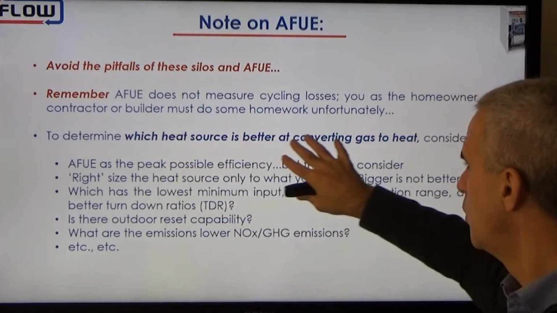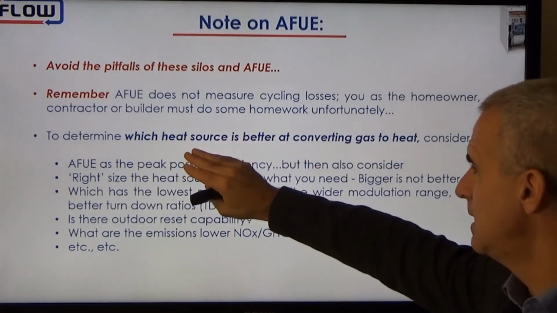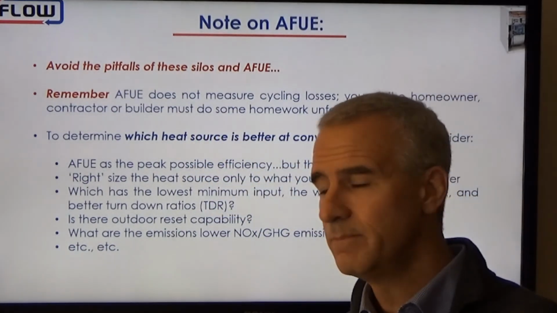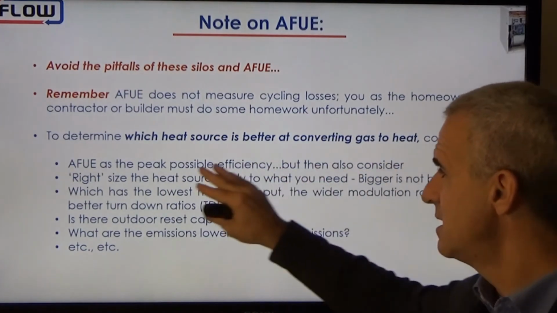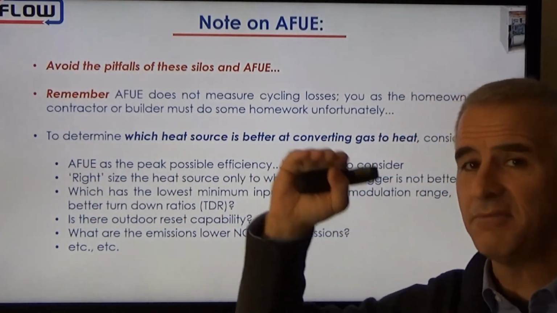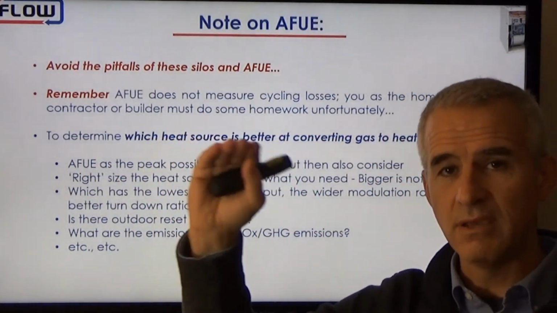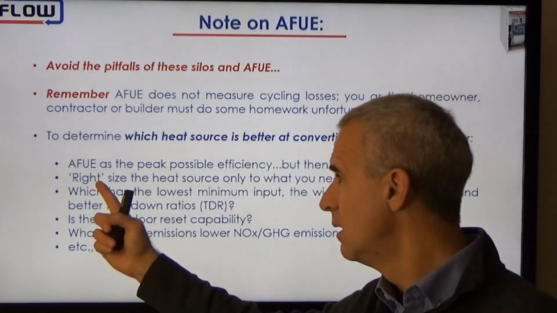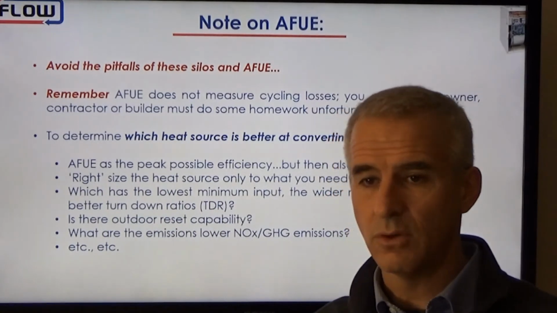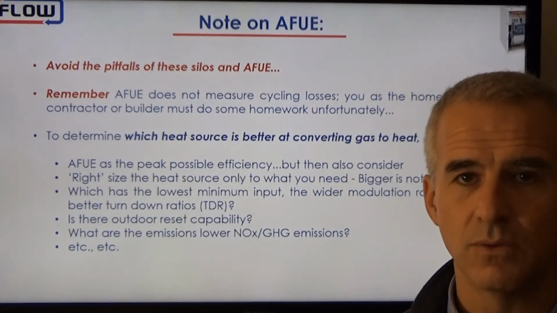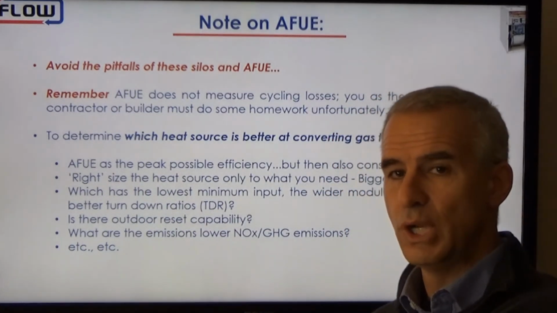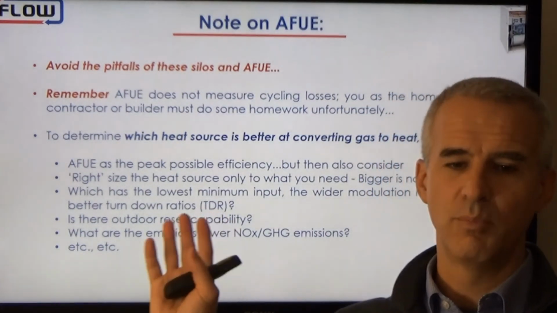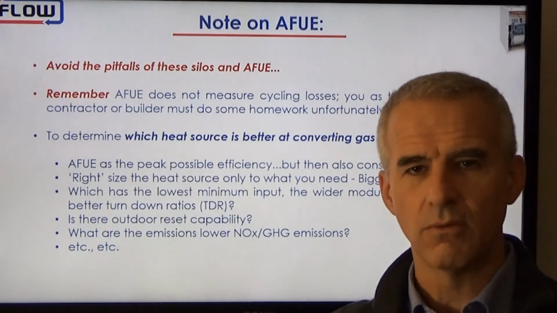Well, you've got to look at the heat source that's the best at converting the gas to heat. You can consider AFUE as, let's say, the peak efficiency. That's the peak efficiency possible. But then you also have to consider right sizing. So you want to make sure that if your heat loss is 60,000 BTUs, don't put in an 80,000 or 100,000 BTU furnace saying, well, bigger is better and I'll never run out of heat.